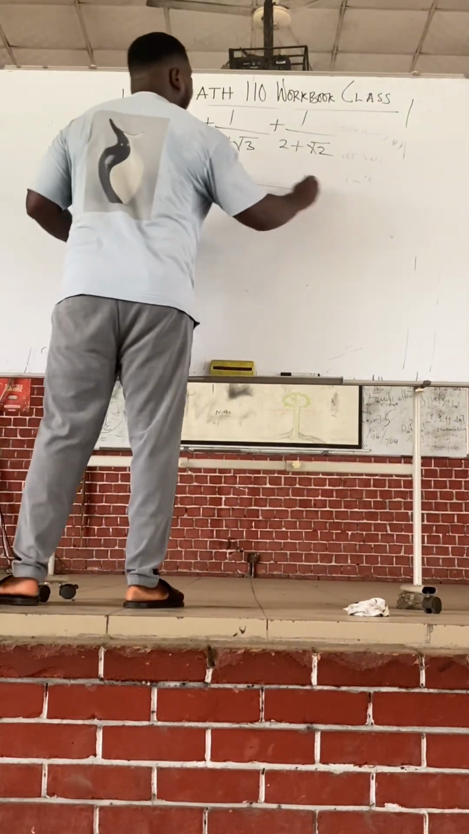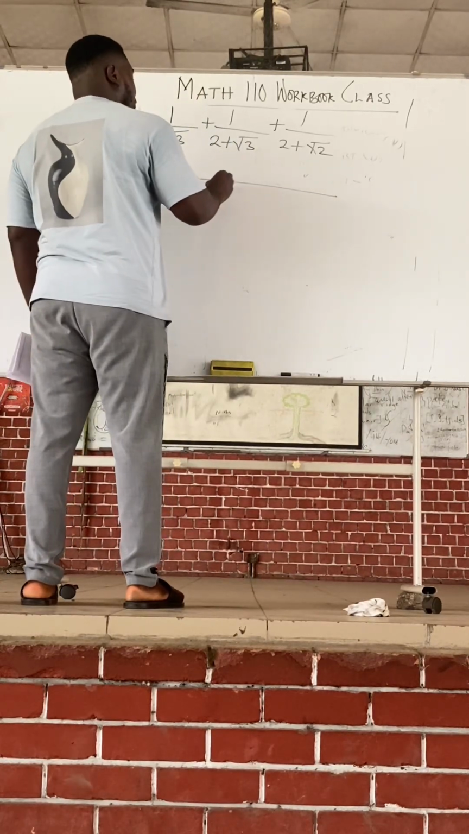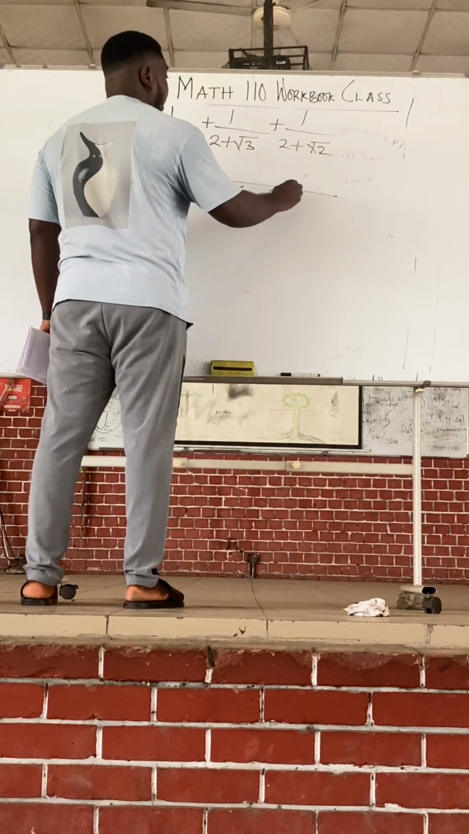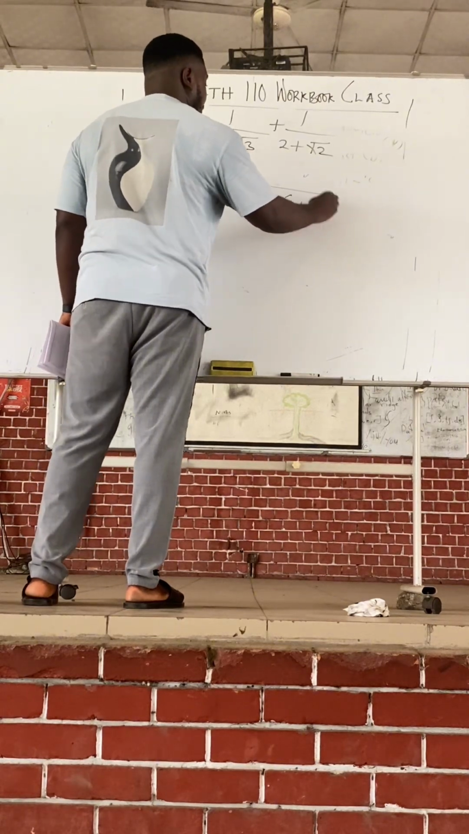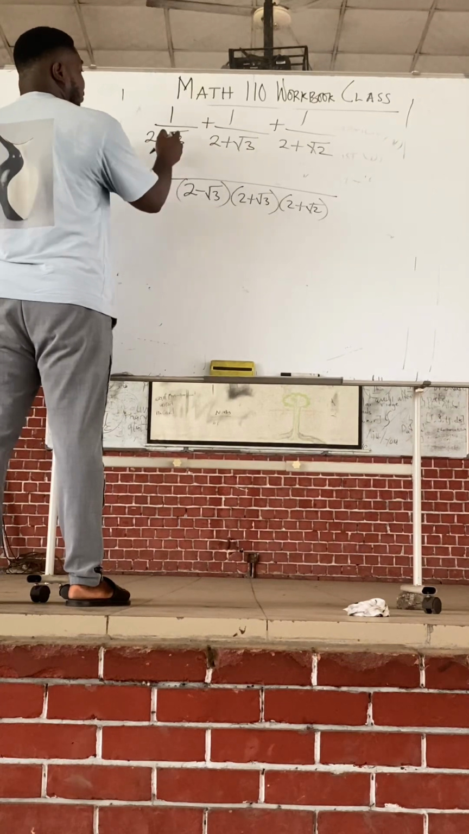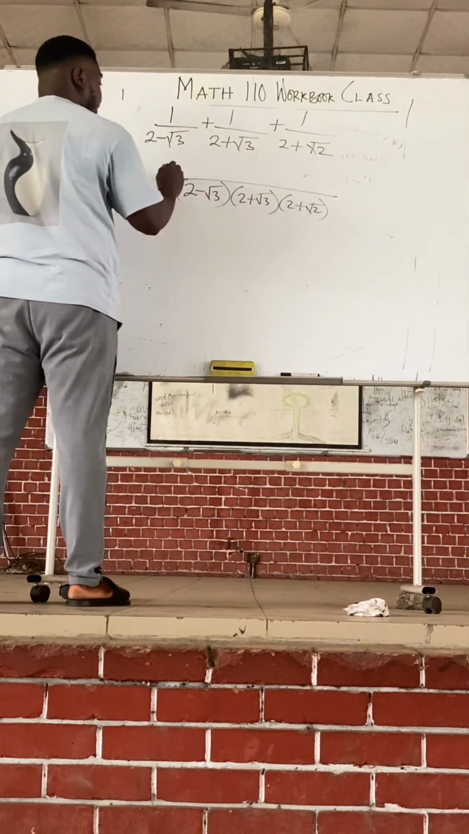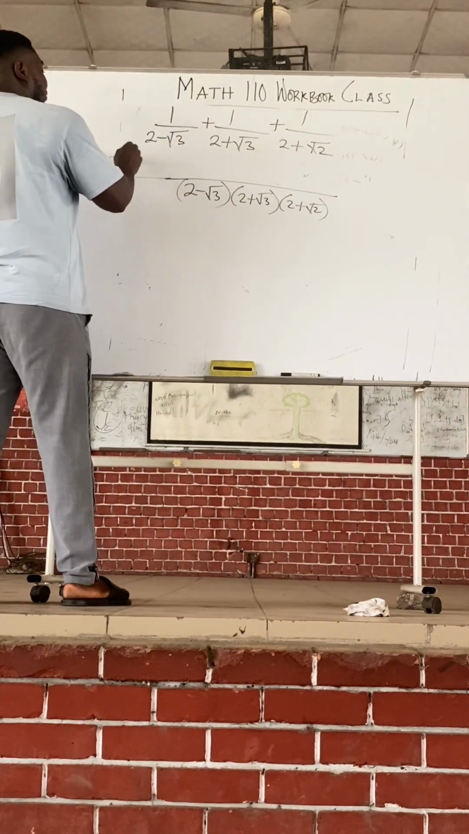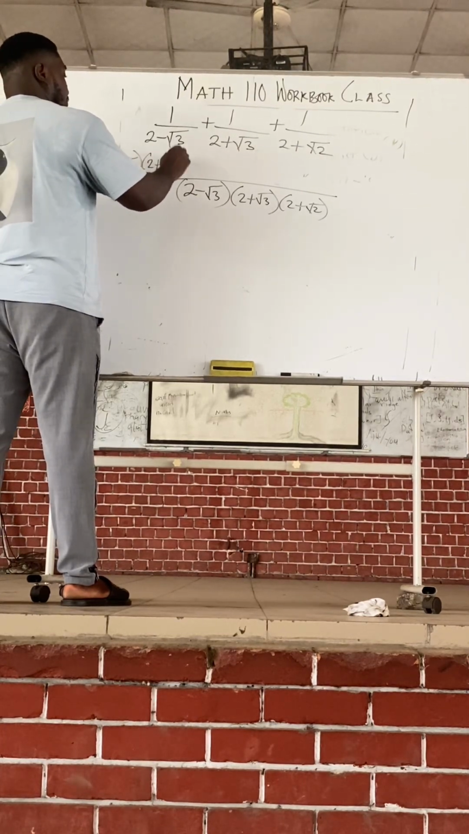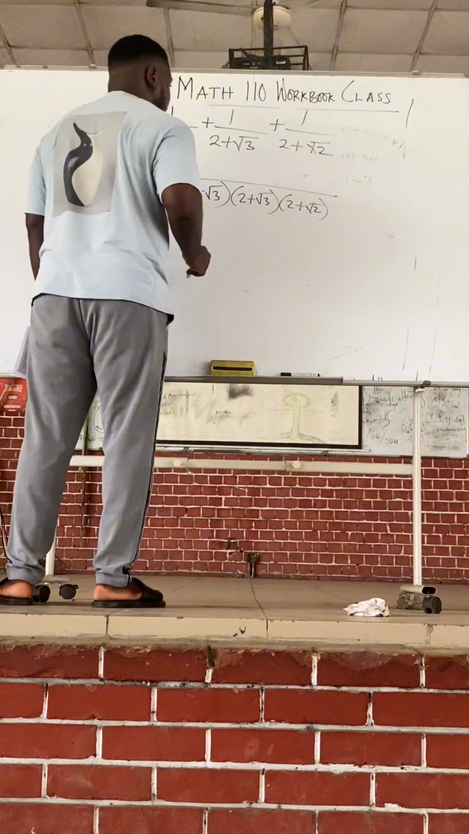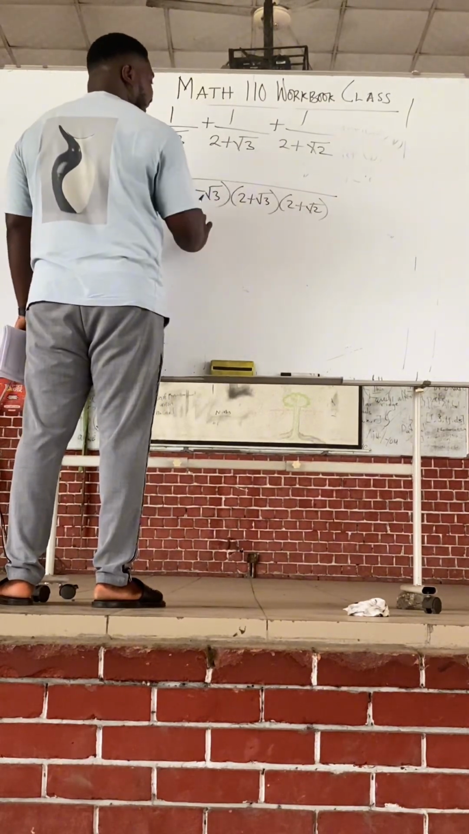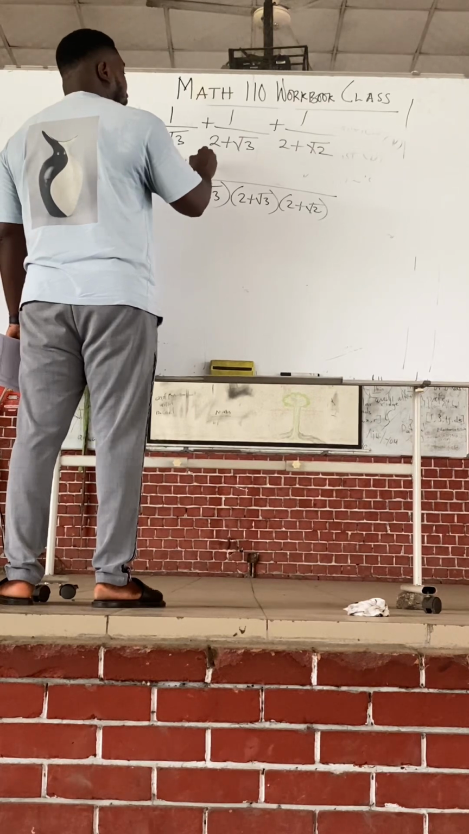Let me just find the LCM. 2 minus root 3, 2 plus root 3, and 2 plus root 2. Class, this divided by this. This cancels this. What's left? This and this, right? So we have 2 plus root 3 and 2 plus root 2. This divided by this. This cancels this. This and this are left, right? Plus 2 minus root 3.